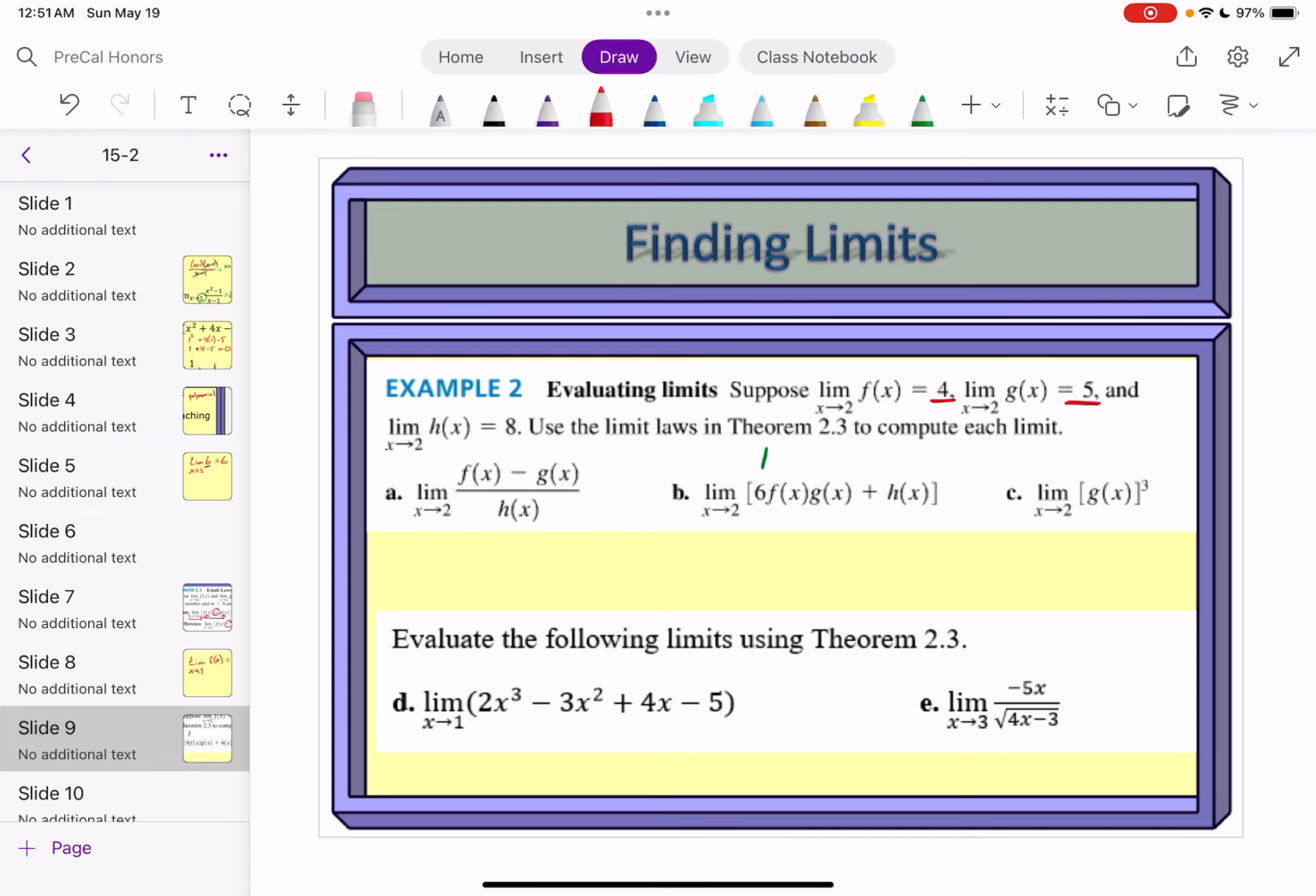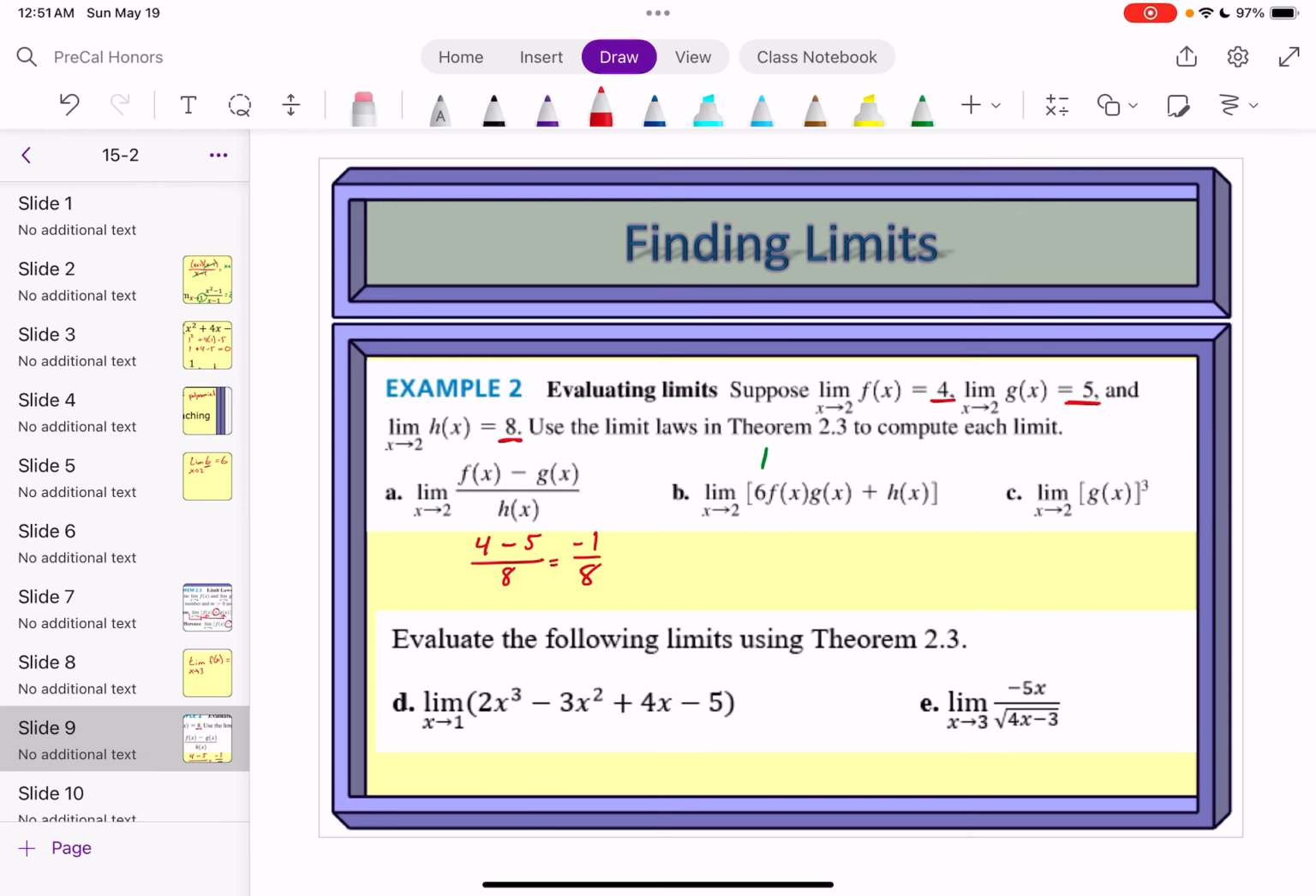Slide 9. Once again, we are being given the values for each one of our functions, our f of x, g of x, and h of x. All we're going to do here is replace each one of these functions, so 4 minus 5, with their values over 8. Notice this will leave you with a negative 1 over 8 as a final answer.